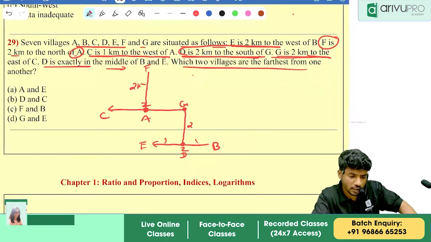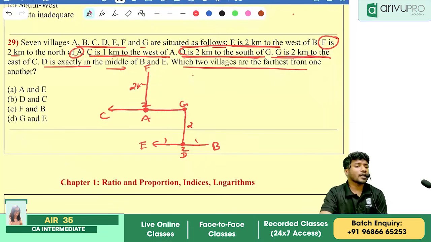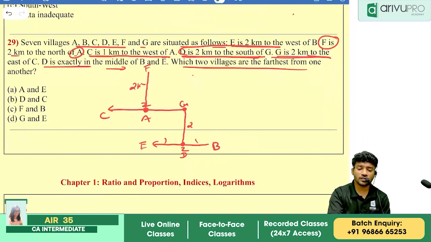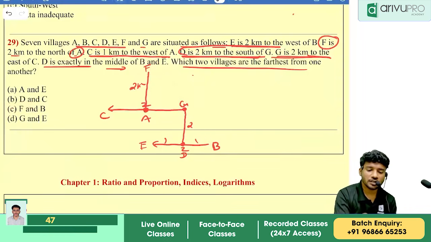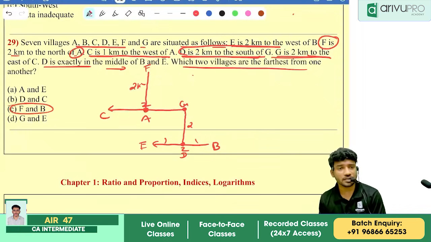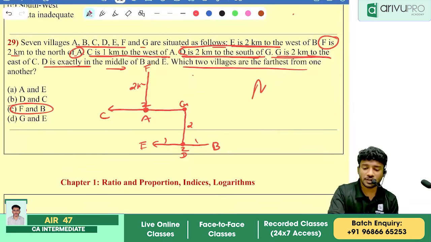Now you should tell me who and who is farthest from the east side? F and B. So the answer is what? Option C. Okay, this way also they can ask a question. This is taken from the model test paper.